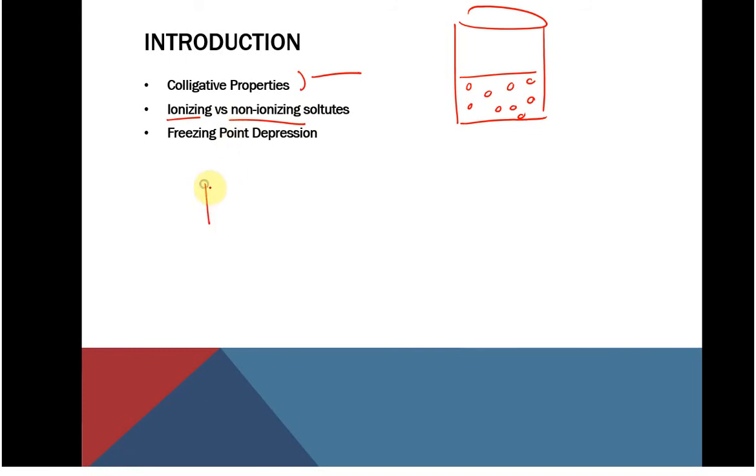Now, something that's non-ionizing, like, say, glucose or any organic or molecular compound, if you will, is going to stay intact. So C6H12O6 in water does not ionize. So once it's in water, it's still going to be this relatively large molecule floating around.